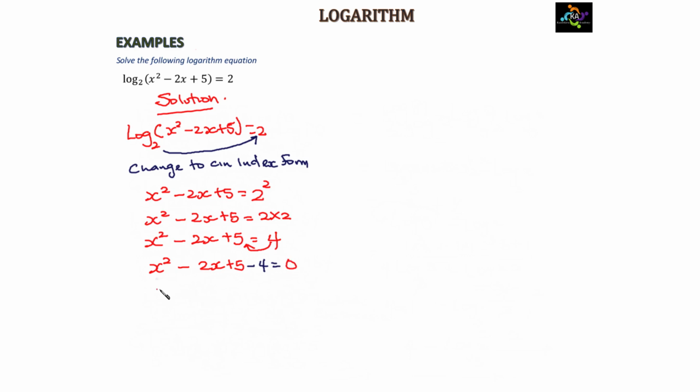Now how do you now go? You have x squared minus 2x plus 5 minus 4, which is 1, is equal to 0. Now you see that this expression has changed to what? Quadratic expression.